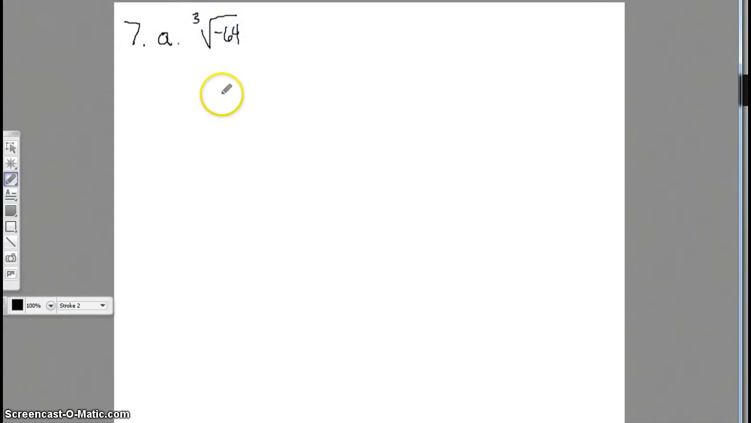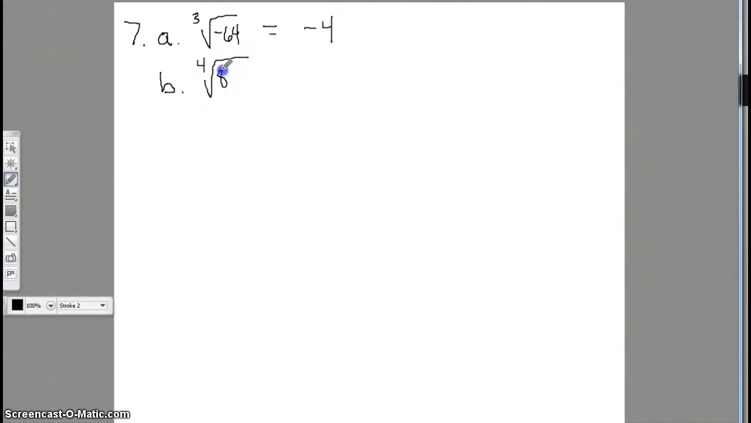Now you can punch this into your calculator. It does work. When you do this, what you're going to get for the cube root of -64 is -4. Now, cube roots, odd roots, any odd root, there's only going to be 1. So whether you have a positive number or a negative number that you're taking an odd root of, there will only be one answer.